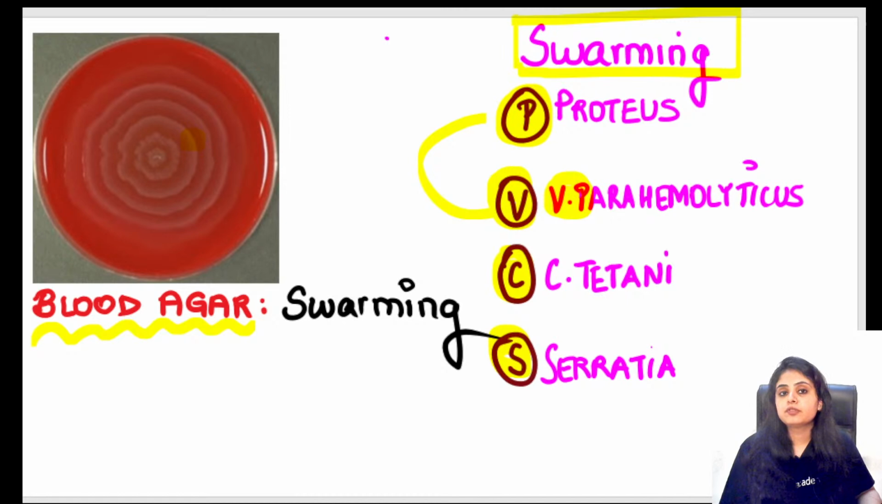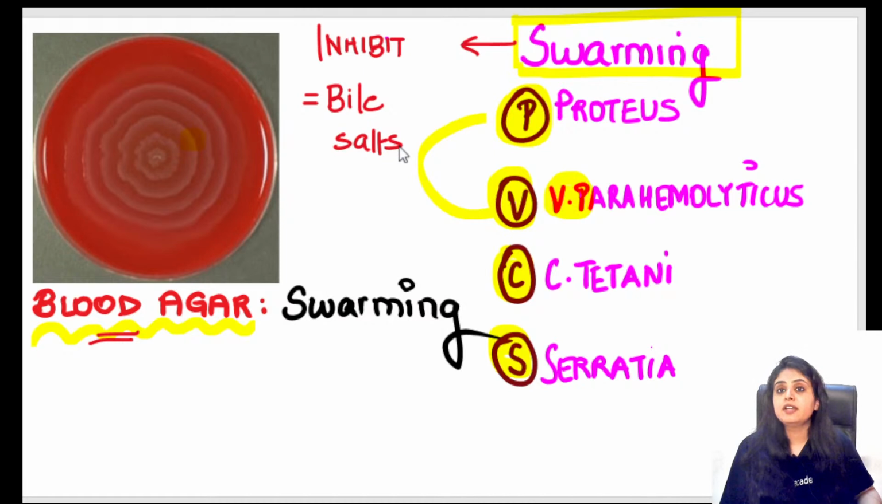How do I stop swarming? How do I inhibit swarming? You will say, ma'am, add something to this blood agar. Add something to this blood agar that will not let the organism move. And one very common thing added to blood agar are the bile salts. I think everyone knows, if you add chemicals, if you add bile salts, then the swarming will not occur.